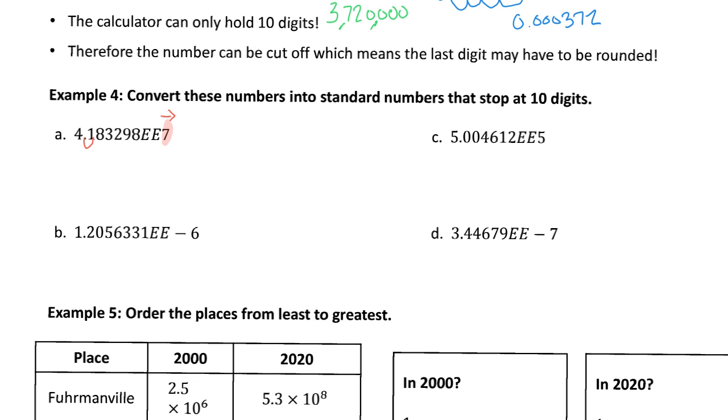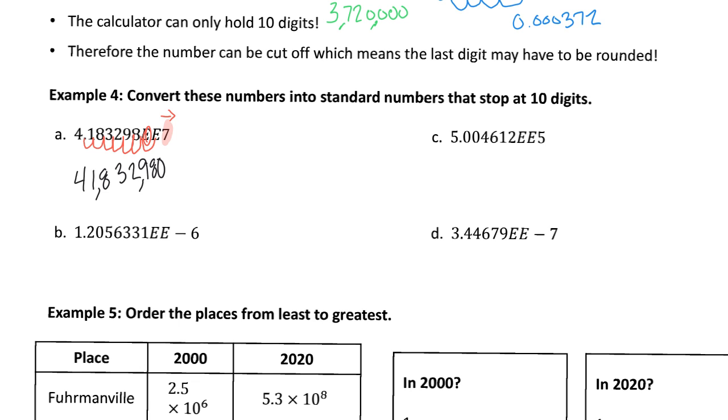So move it once, twice, 3 times, 4 times, 5 times, 6 times, and then a 7th time would be 0. So that means our answer is 4,183,298,0. And then we'd have to count how many places we have. We have 3, 6, 7, 8. So this is 8 digits, so that's an okay number, and it'll display that.